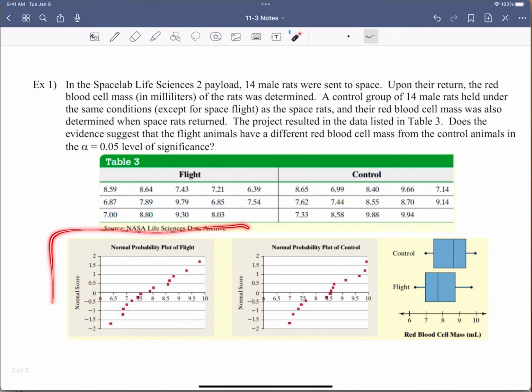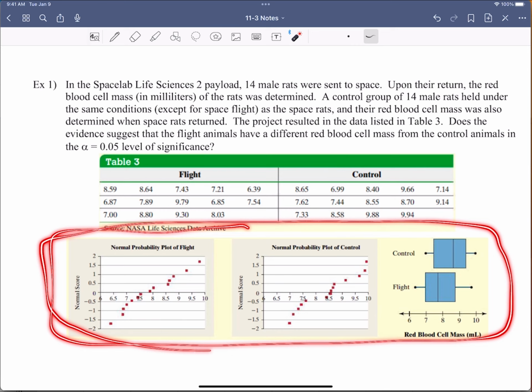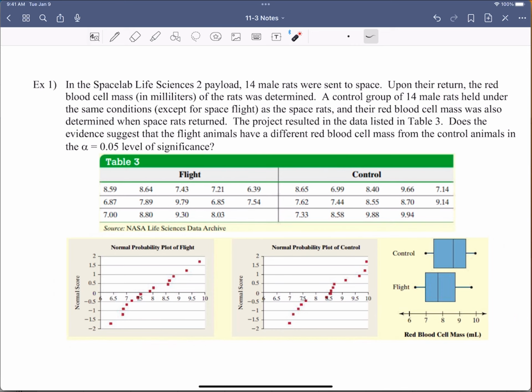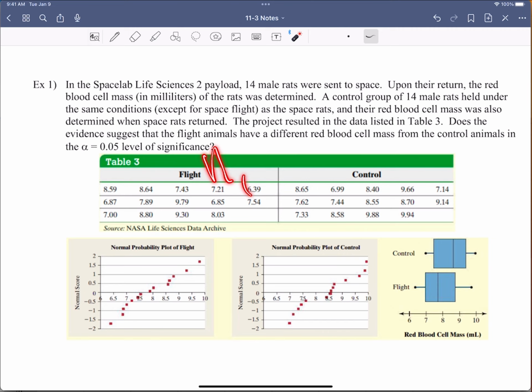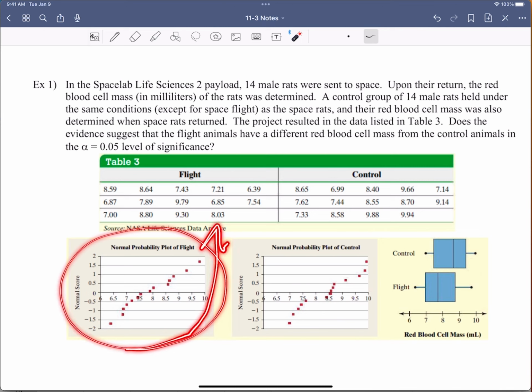But these are nice plots. StatCrunch does it for you. Notice, you have to have 2 because I have to normalize this data independent of this data. So this is like N1 and this is N2. Separate pieces of data, right? So I have to make sure this is normalized because that is less than 30 pieces of data.